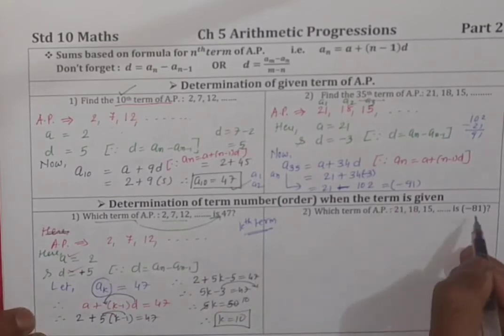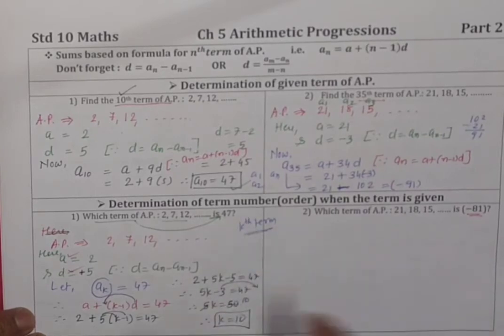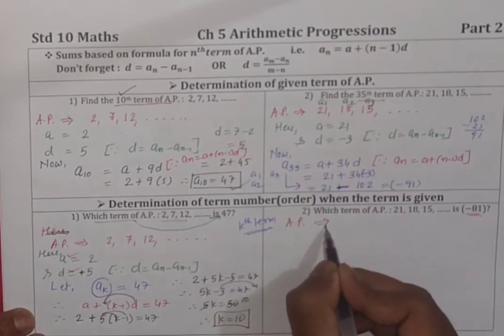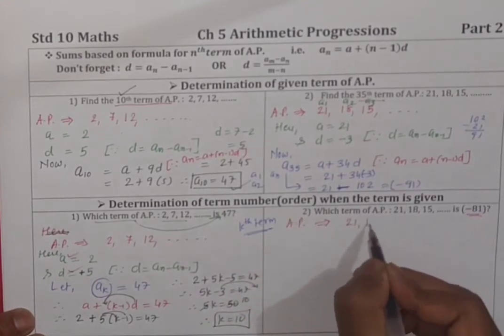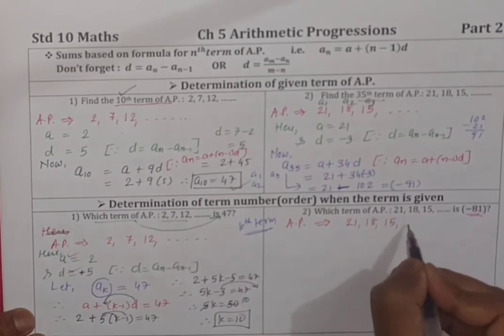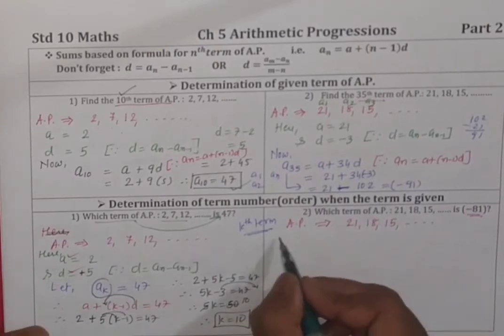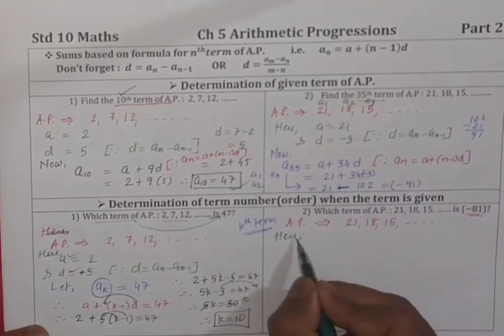You are given a term. Term is minus 81. Alright? And you have to find which number term of this AP is minus 81. हम पहले AP लिख देते हैं जो भी दिया है. What is AP? The first term is 21, 18, 15 and so on. Alright? Here जो स्टैंप है, जब भी AP दिया है आपका अपना रबर स्टैंप लगा देना है.